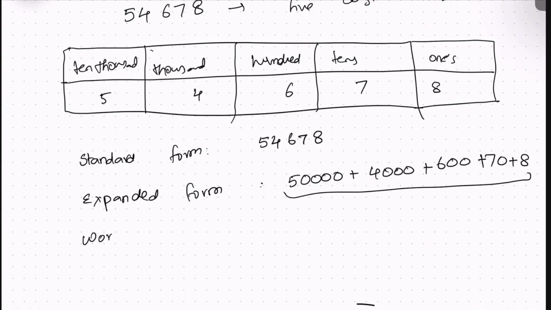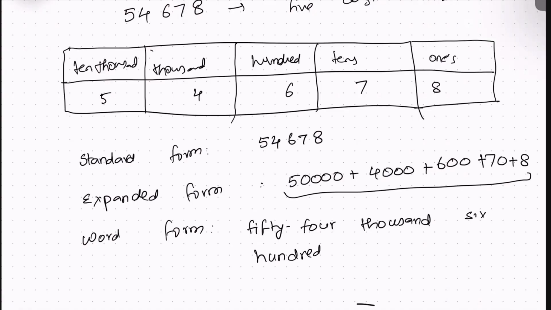And the word form is just like writing in your English words, just how you read that number, right? 54,678. You have to write that in the real English words. So you see here thousand, hundred, however you are reading that number, based on that, you have to write the number.